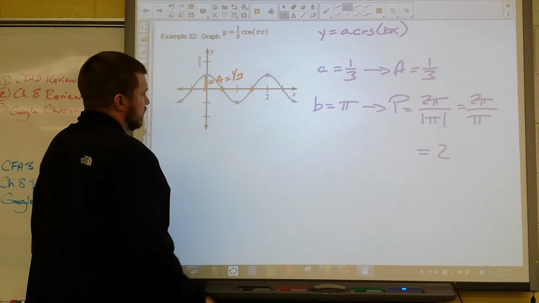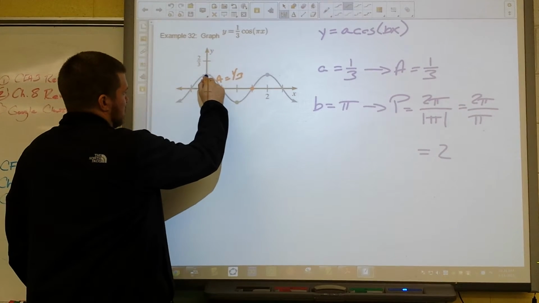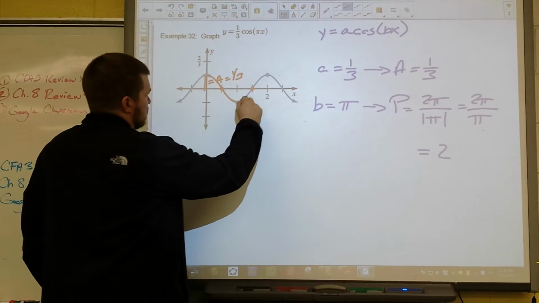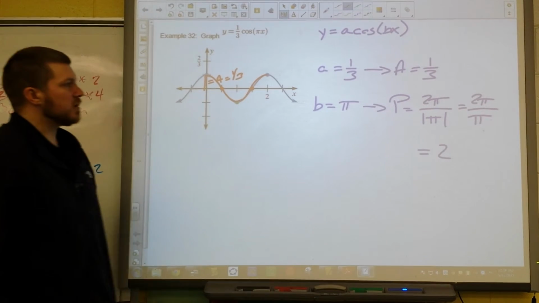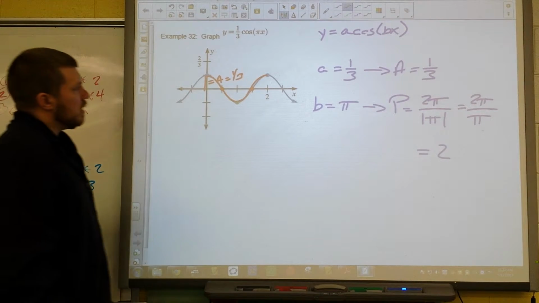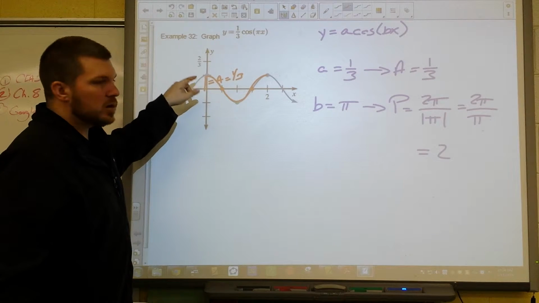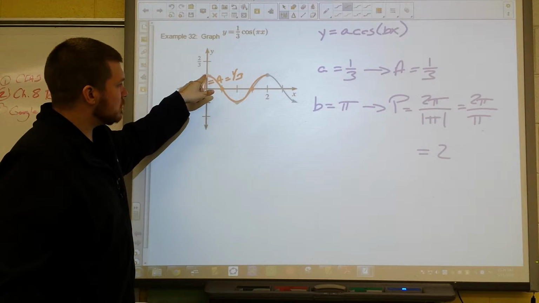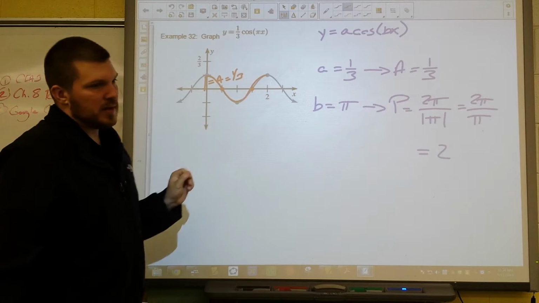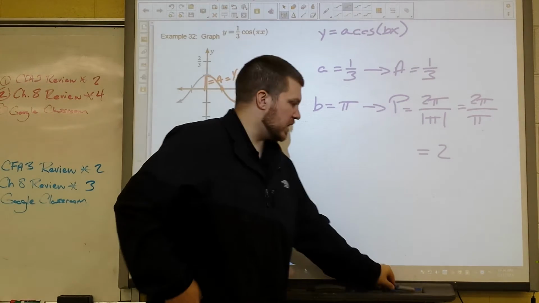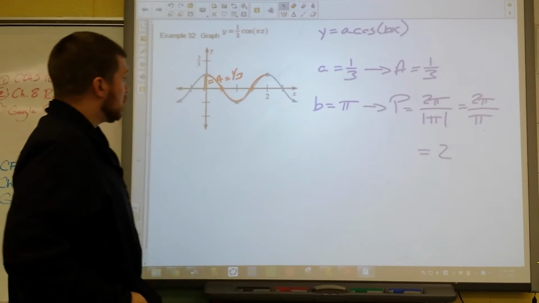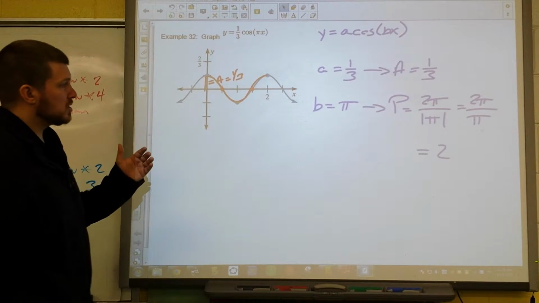Also, I know that the period is 2, so it's cosine. So I'm going to start here at 0 and go all the way out to 2. So there's one period of the wave shown. And also, I know that there's been no reflections, because for cosine, I know it's supposed to start at its maximum point and finish at its maximum point. And it does that, so no reflections at all. Also, no vertical shifts, no horizontal shifts.